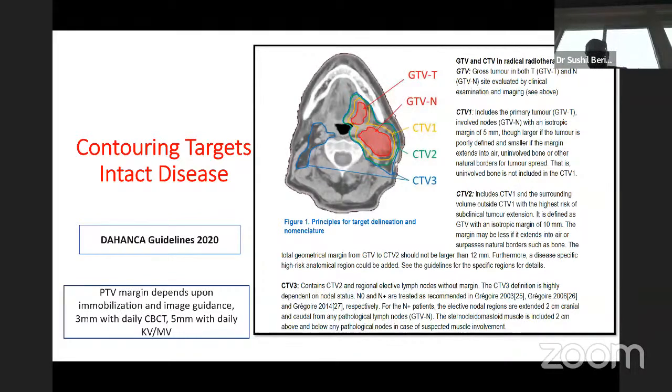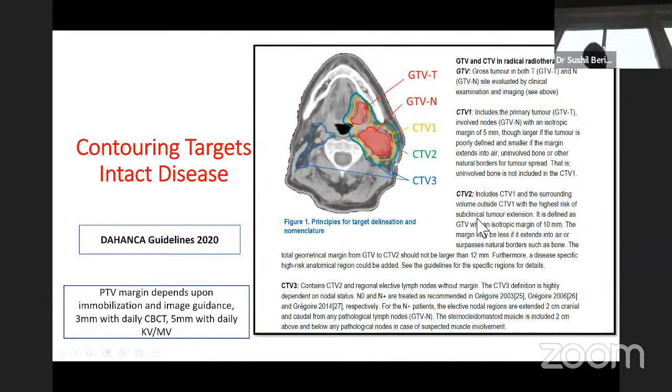But the CTV is where it varies things. So they define two CTVs, CTV1 and CTV2. Now CTV1 is the highest risk volume, where they define GTV plus 5 millimeter as the highest risk volume, adjusting for bone and the natural barrier. But CTV2 is where the most variation lies.